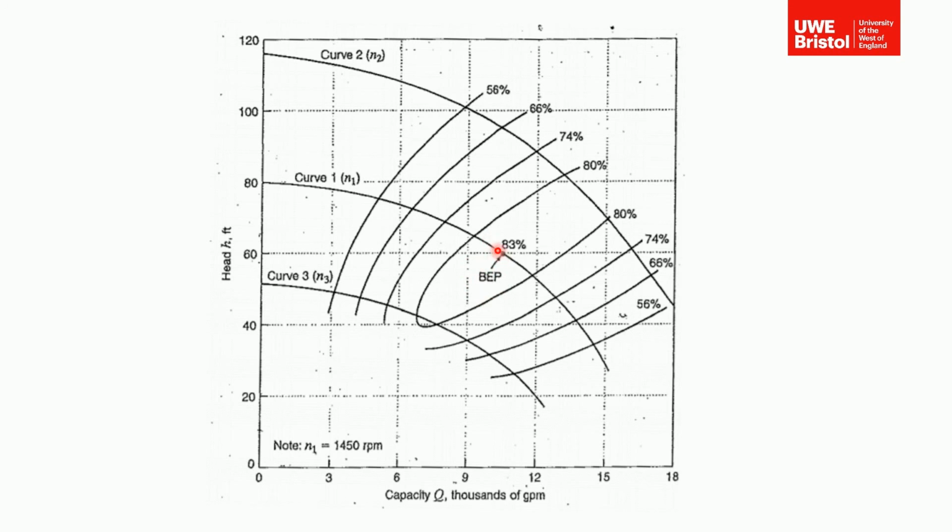And then as you start to deviate from there, if you keep the speed constant, you can see that the efficiency drops as you move away. So this is just showing a real life example of the example plots that you've seen on the previous slides.